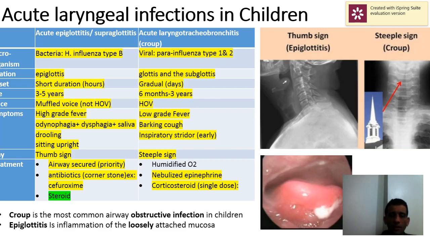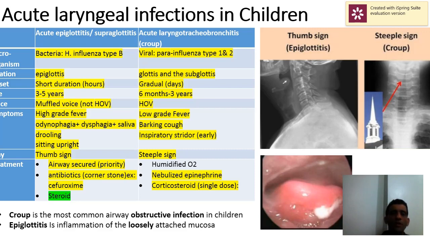The diagnostic X-ray is of the neck, anterior and lateral neck. In acute epiglottitis, it will show the thumb sign, and in croup, laryngotracheobronchitis, it shows the steeple sign, as we see in the picture on the right side. There is narrowing in the upper airway.